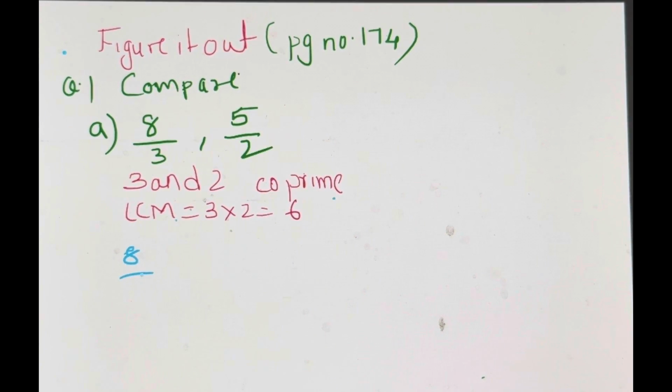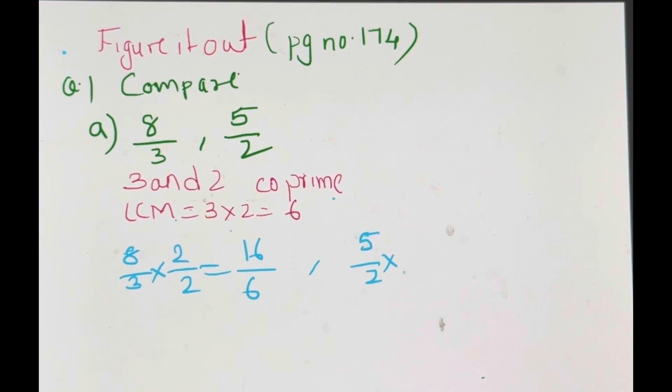So first is 8 upon 3. You need to change the denominator to 6, so it will be multiplied by 2. 8 2s are 16, 3 2s are 6. Then we take the second fraction, that is 5 upon 2.